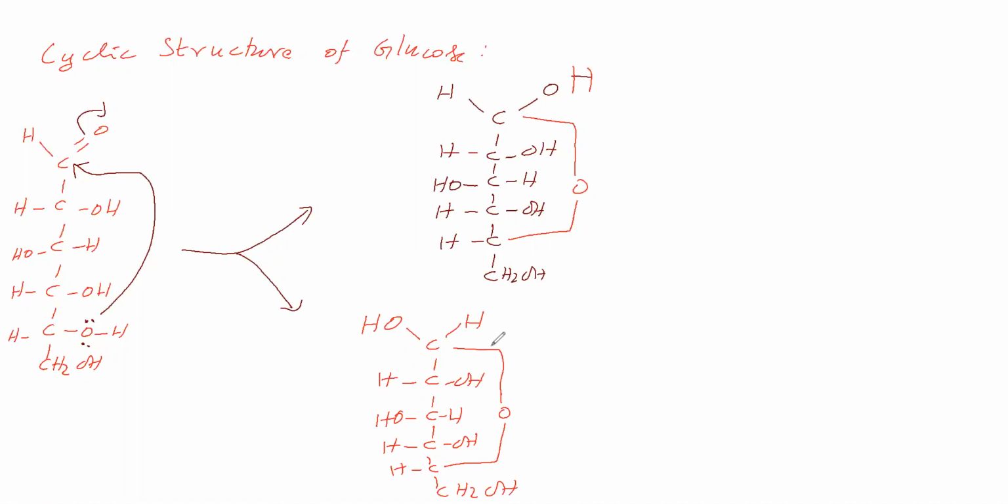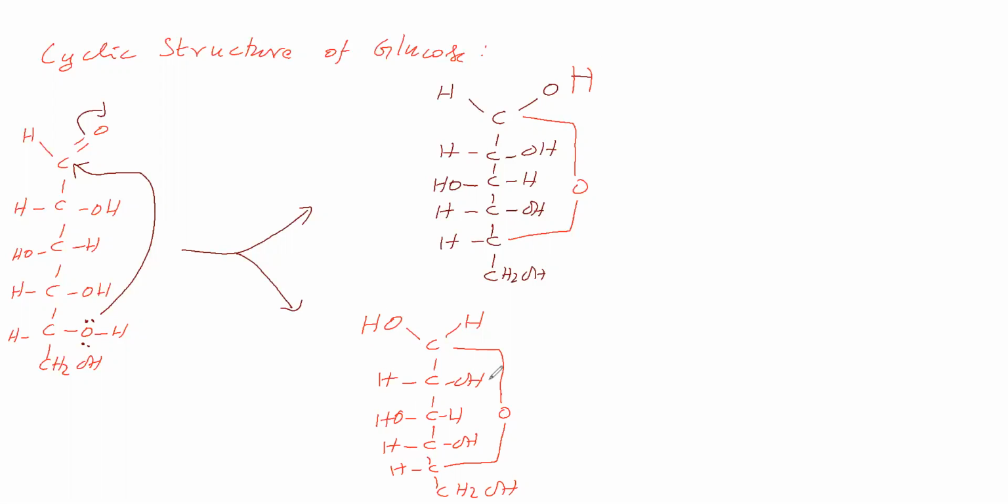Now, in these two cases, you see, in this first carbon the OH group is on the left side, and in this first carbon the OH group is on the right side. Why? Because this oxygen can attack this aldehyde carbon either from up or from down. Due to that, we got it like this. Now, this is a cyclic structure. In this cyclic structure, the first carbon is having one ether group and one alcohol group. In this cyclic structure also, the first carbon is having one ether group and one alcohol group.